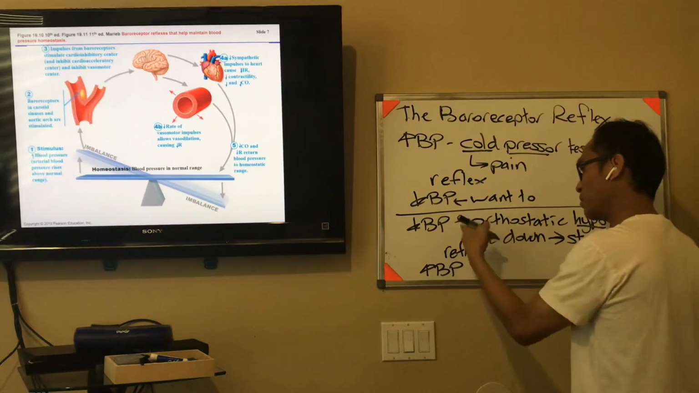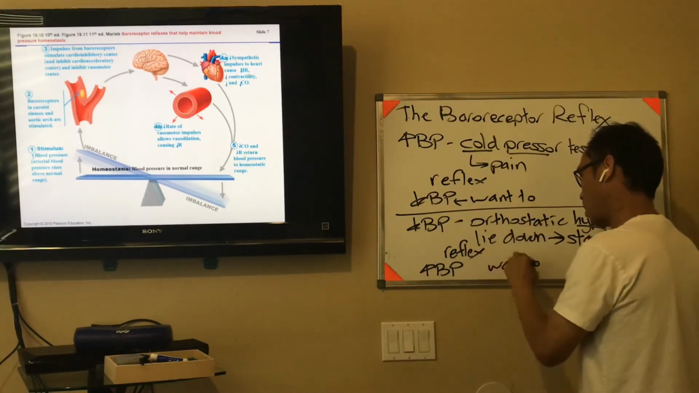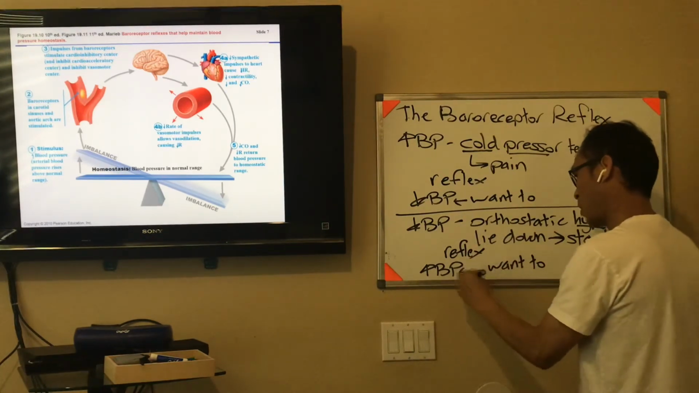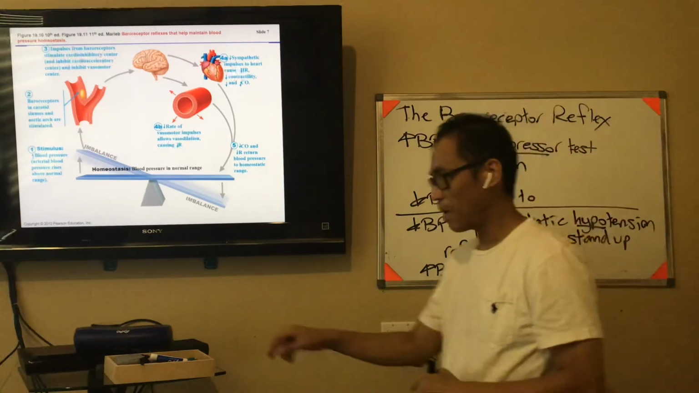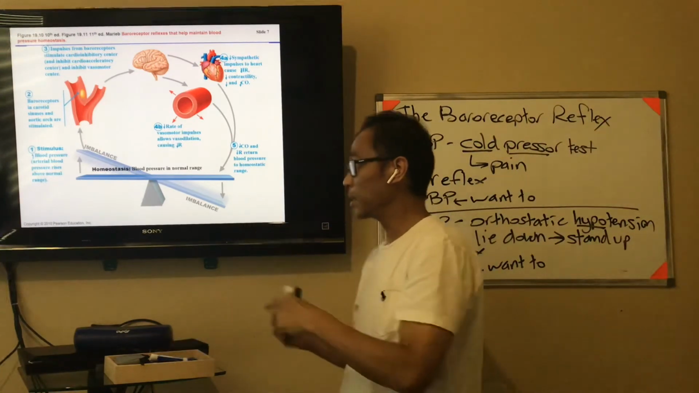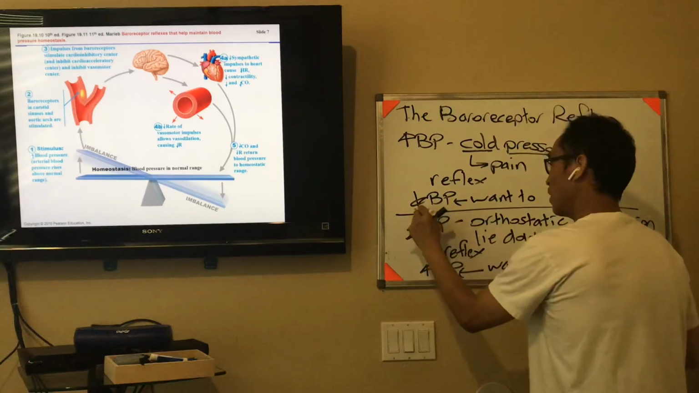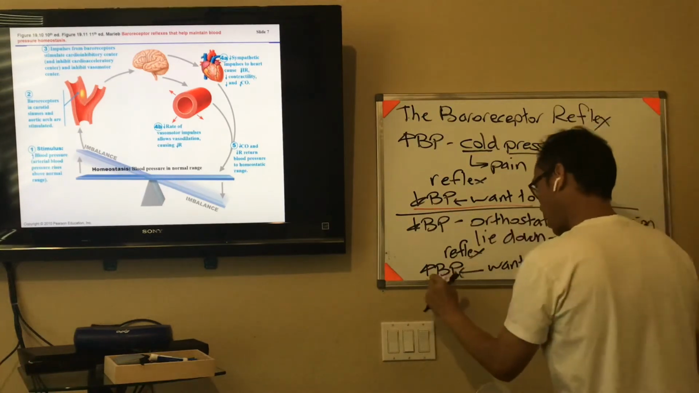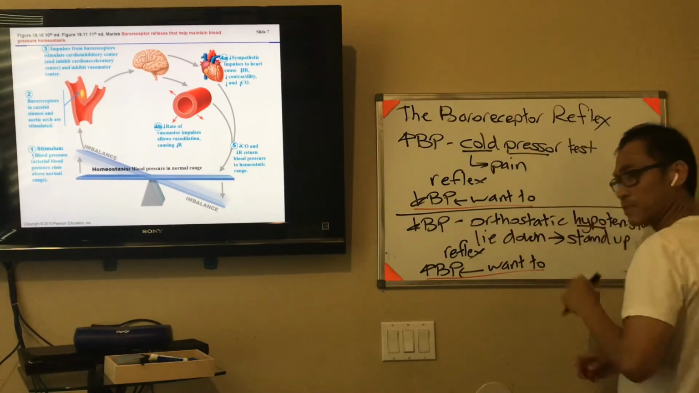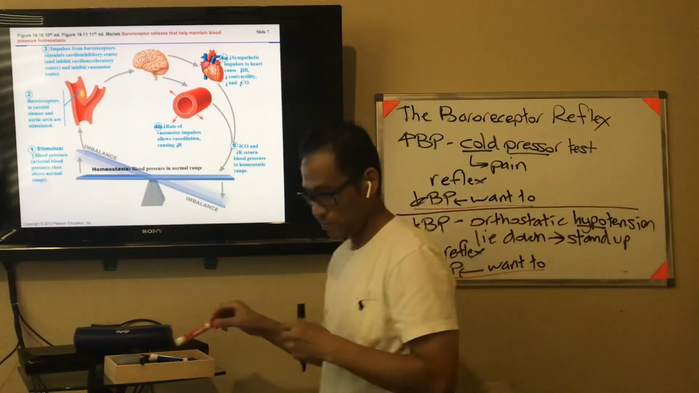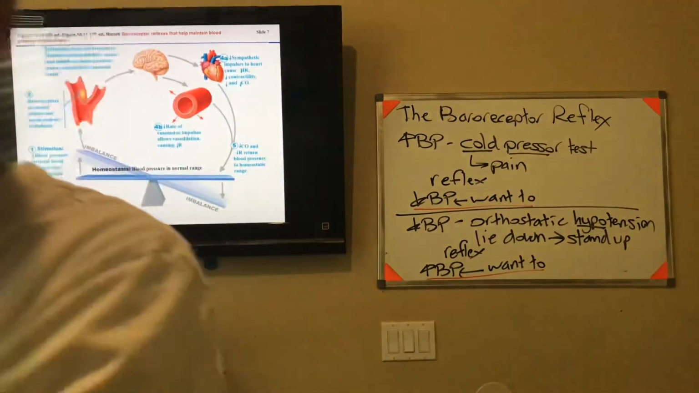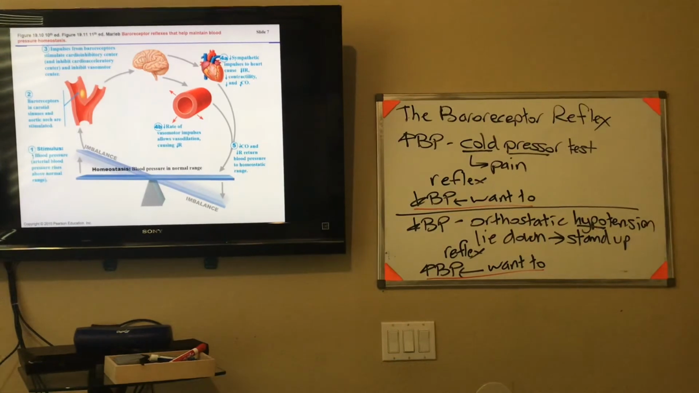If the reflex is too low, you want to raise it. Keep that in your mind as you go through these examples. What's the imbalance? You always want to do the opposite. And the baroreceptor reflex is a good way to see how the autonomic nervous system helps your body do that.